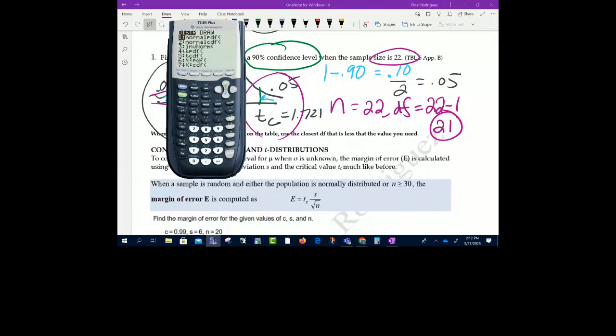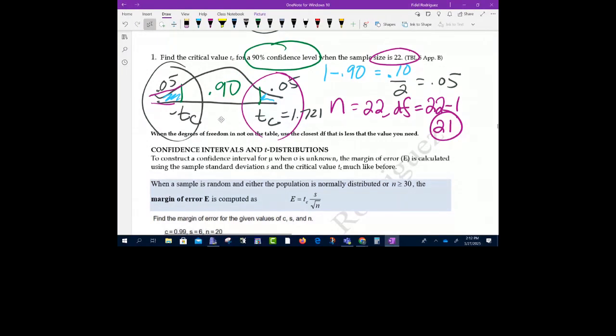But on yours, let me ask you a question. Those of you who have the TI-84 or something like that, right under your inverse norm, is there one that says inverse T? Okay, do me a favor, go ahead and click on inverse T. Now, remember, the calculator is always going to tell me my area to the left. What is the area to the left over here? What is this area? 0.05. So you're going to type in 0.05.